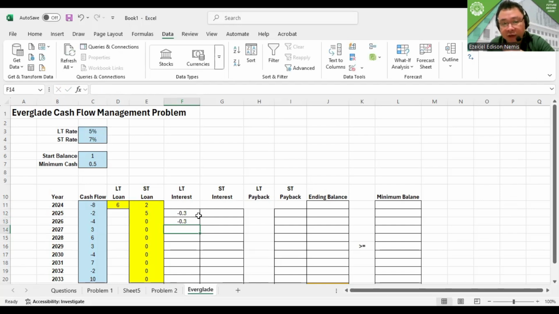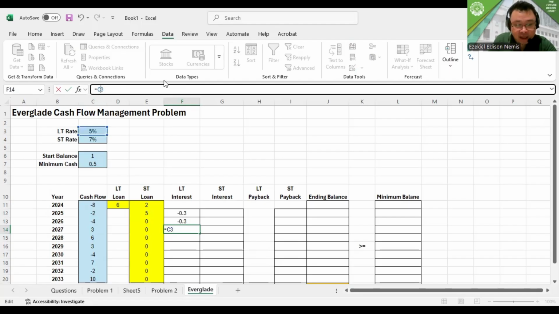So para hindi rin kayo malito guys, you can always use the dollar sign to lock the data. So equals, okay, to lock it, let us lock the long-term rate by putting a dollar sign in the middle of the equation. So let us put the dollar sign, and then asterisk or times the long-term loan. Okay, what's the purpose of the lock? So that the long-term rate will not change itself as we go on.